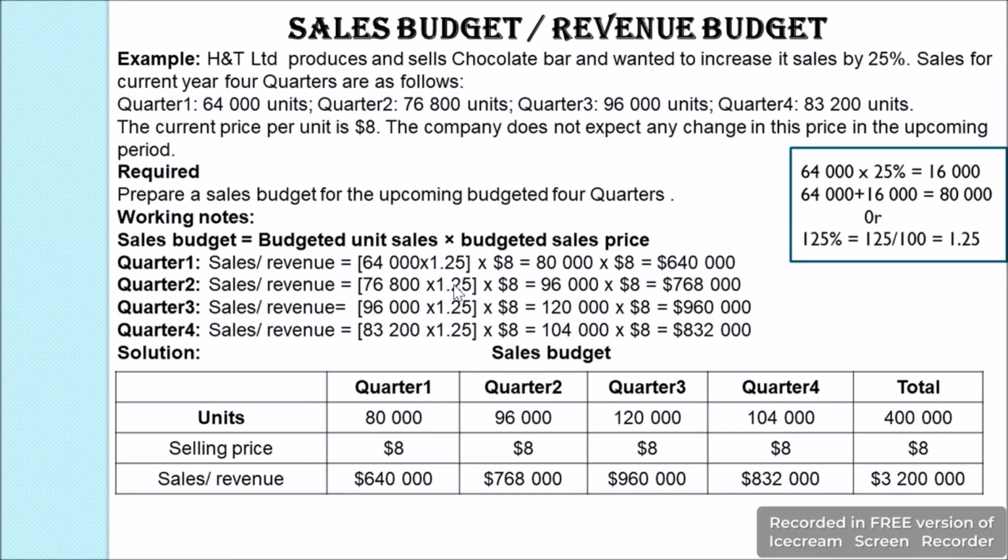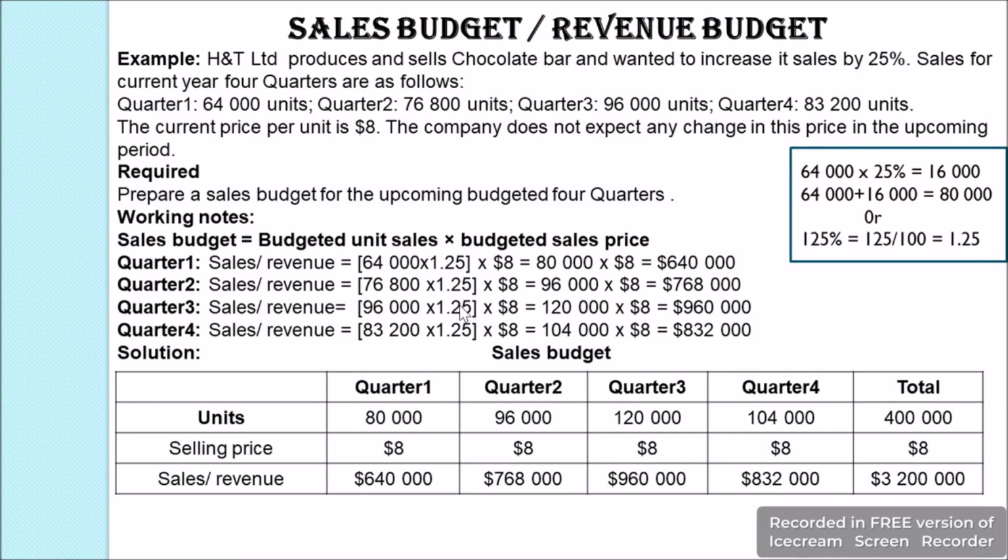So 80,000 times the selling price, which is $8, we get the sales revenue for the first budgeted quarter as $640,000. Then for the second budgeted quarter, we have the current sales as 76,800 units. We multiply it with 1.25, we get the value as 96,000 units. We multiply it with the selling price per unit, which is $8. We get the sales revenue as $768,000.